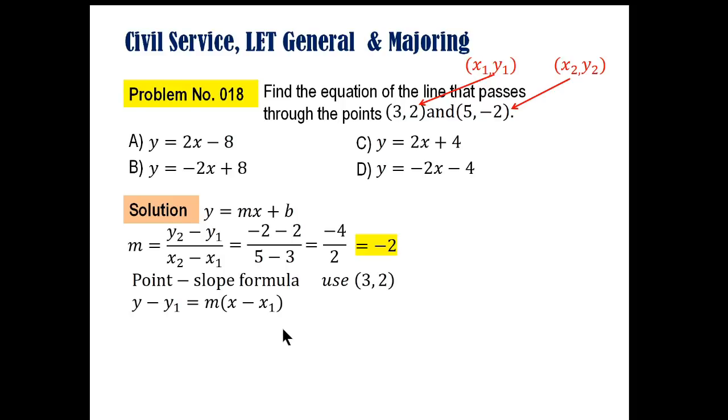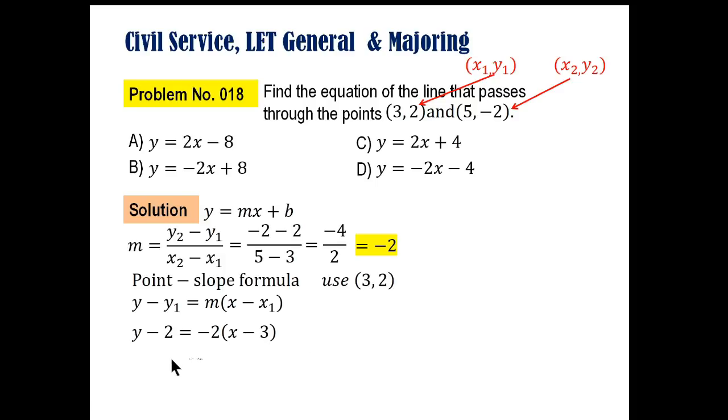Okay, this is the equation of the point slope form: y minus y sub 1 is equal to m quantity x minus x sub 1. So m is the slope, and x sub 1 and y sub 1 is the point, which is (3, 2). By substitution, we have y minus 2 equals, our slope is negative 2, okay, times x minus 3, which is the x sub 1.